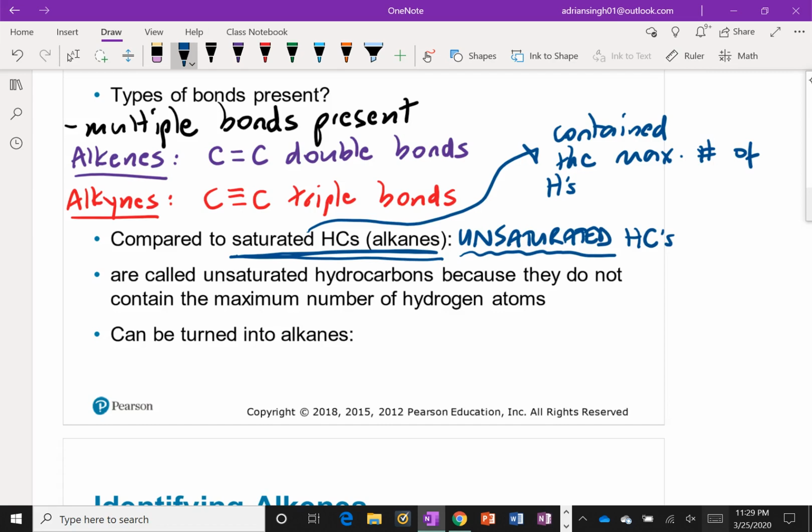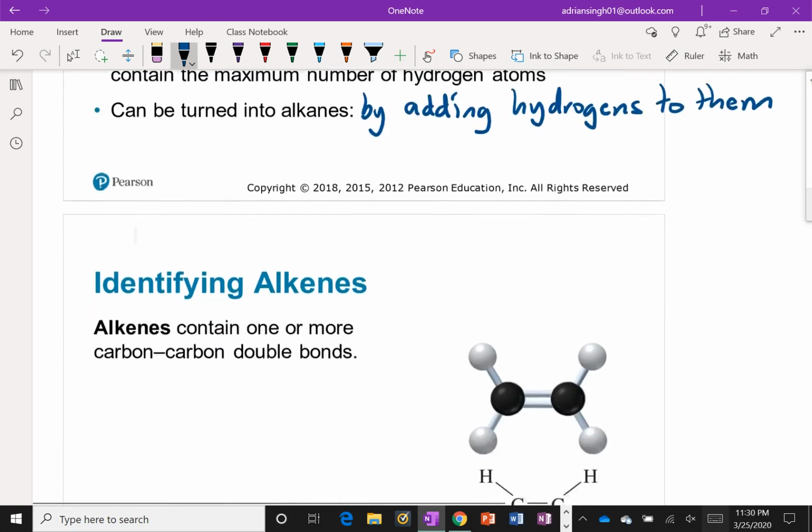Now, what that means is that we can convert these alkenes and alkynes into the corresponding alkanes by adding hydrogens to them. That is actually the most common reaction that your alkenes and alkynes are going to undergo. They're called addition reactions. If we add hydrogens to them, we're just saturating them with as many hydrogens as we possibly can. All right, so let's take a look at each of these families in turn.